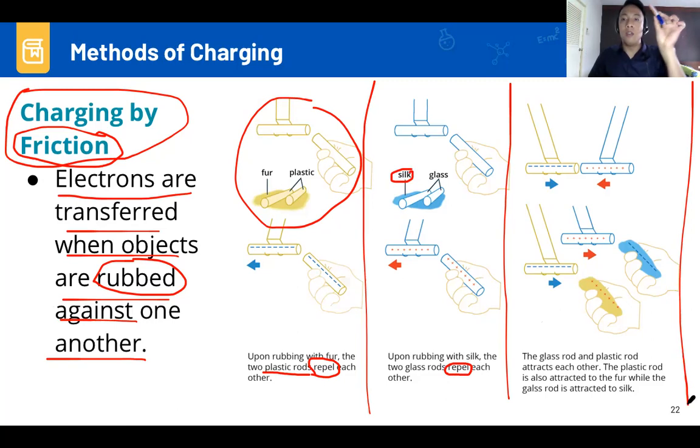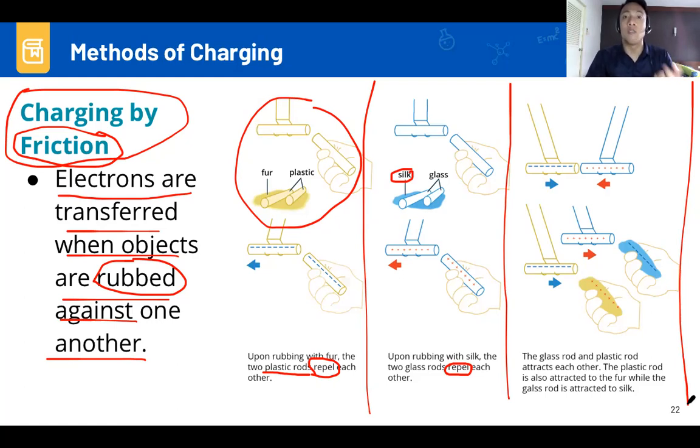Kapag kunyari, yung plastic rod na to is kikiskisin mo doon sa fur or doon sa tela na malambot, na parang balahibo. And then yung glass naman, i-rub mo naman doon sa silk, tulad dito, and then they will attract. So magdidikit sila parang magnet. Okay? Magdidikit sila parang magnet, parang north and south ng magnet. So this one is positive, this one is negative, or the other way around. Okay? So magdidikit silang dalawa. And also, yung glass at yung silk, magdidikit din sila. Yung plastic naman, and then yung fur, magdidikit din sila. Okay? So that is some experiments about the charging by friction.